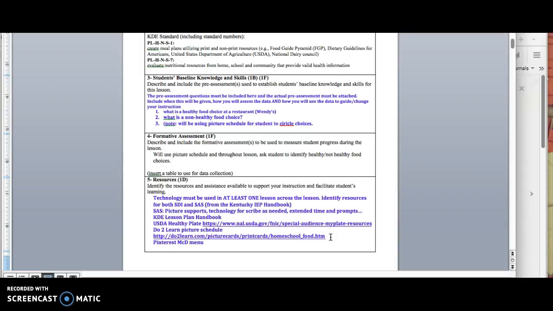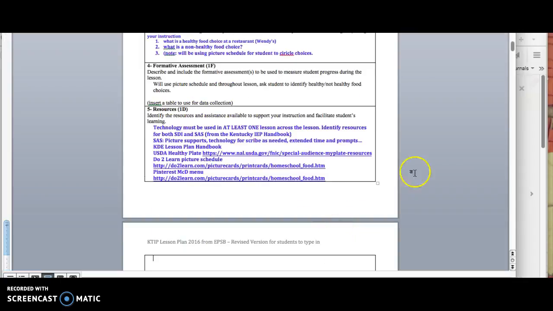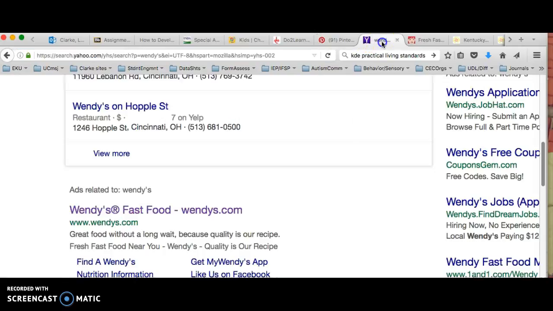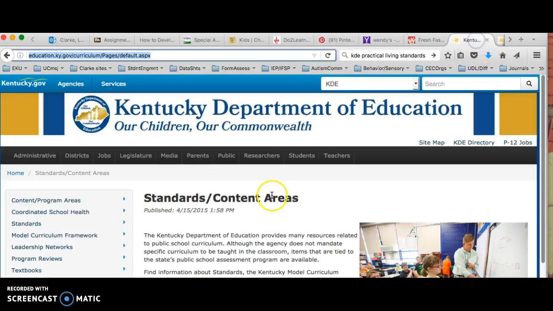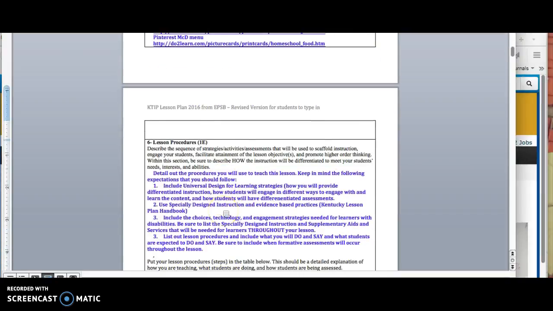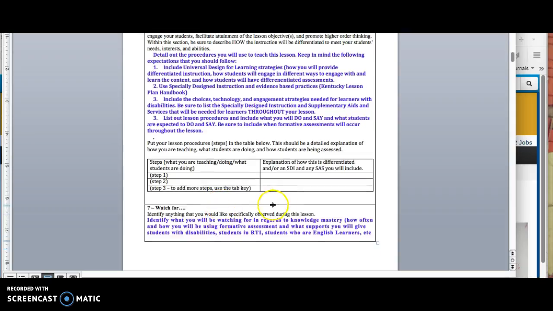So you're getting the idea here. Everything that I'm using, I'm linking in my resource list. So I also searched for Wendy's and found their menu, and they didn't have a printout menu, but I decided to do a screen capture here so that my student could choose their food. And then I'm also going to link in the KDE standards. So anything that I use, I'm going to link in.